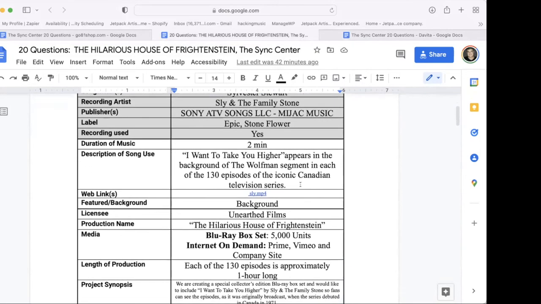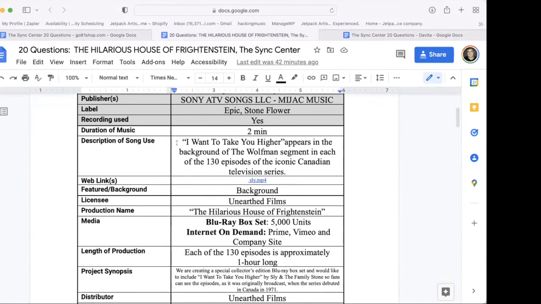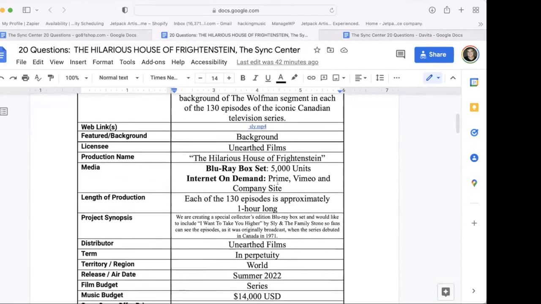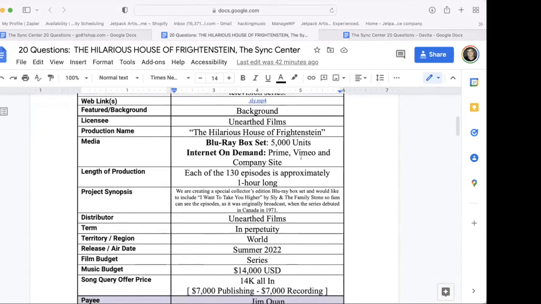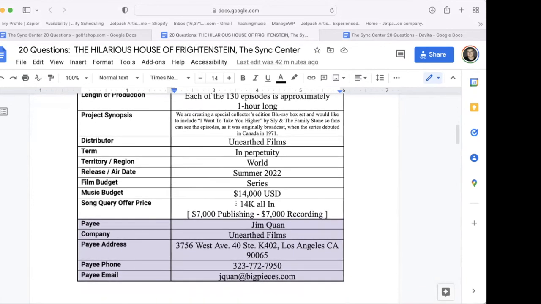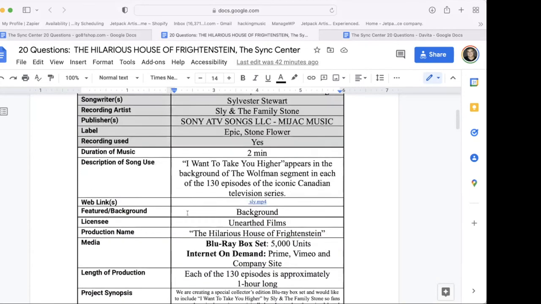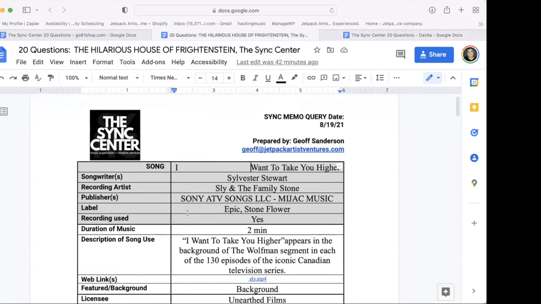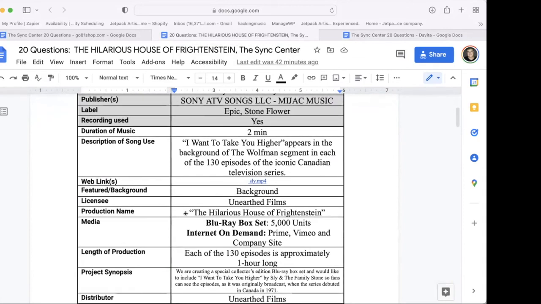It was 2 minutes. Here's the description of use. Here's the project: Blu-ray box set, internet on demand, Prime Video, company site. This was for everything all in one place. 14,000 all in. I mean, we really should speak to each of these. It's hard to rush through this. We really need to explain, but this is basically what it's like filled in. Yeah.